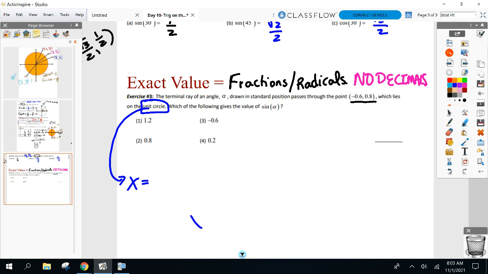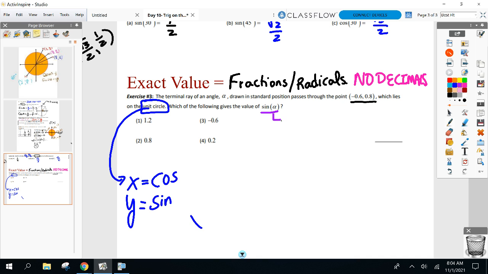The x coordinate is equal to what? On the unit circle, the x is what value? Cosine, right? And y is the sine. That's huge. Knowing any point on the unit circle automatically tells us whatever the x is, that's cosine, and whatever the y is, that's sine. Out of these two values, which one is the sine value? -0.6 or 0.8? Why 0.8? It's the y coordinate, and it's sine. I'm looking for sine, so I go for the y coordinate.